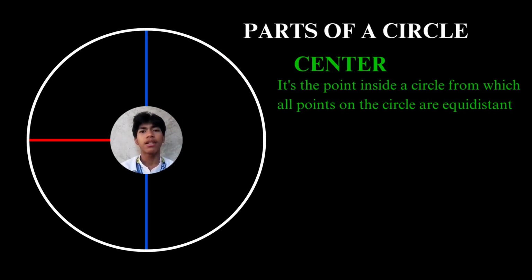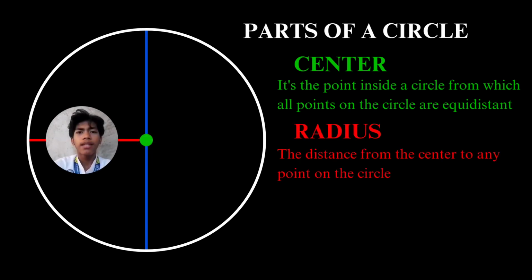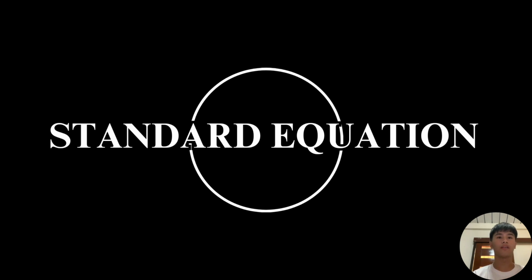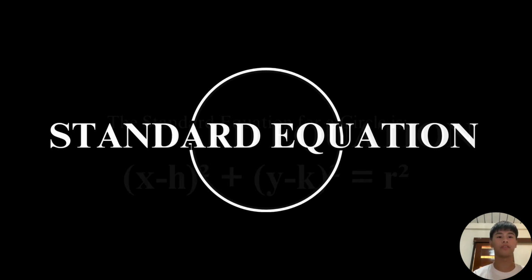The center is self-explanatory, as it is the point inside our circle where all points on the circumference are equidistant. Next, the radius is the distance from the center to the circle's circumference. Thus, the diameter is the distance across the circle through the center, which is basically 2 times the radius. Now, let's learn about the circle's standard equation.